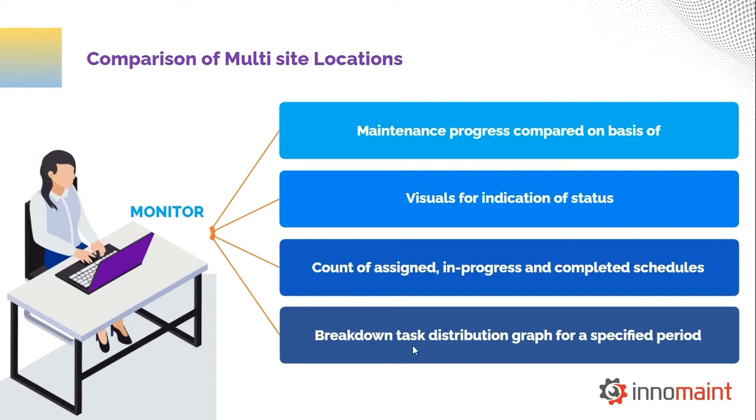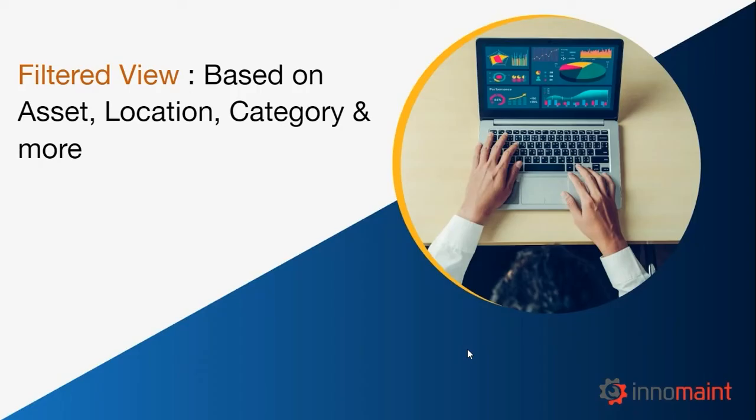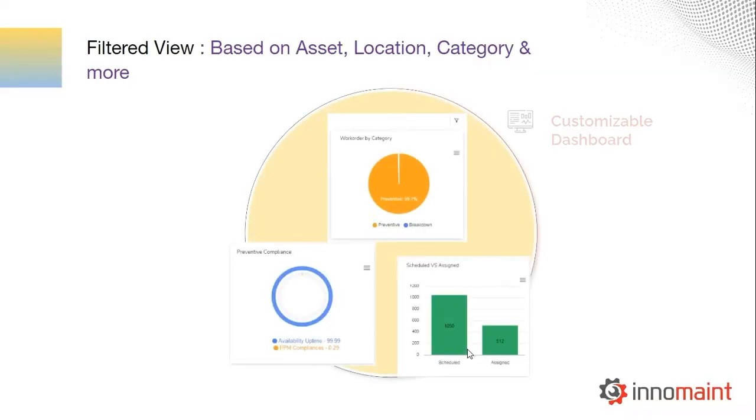You can also see their task distribution graphs for a specific period, like the graphical representations. You can see the charts, the lines, and all the data for 3 months, 6 months, and 1 year for the selected period in the dashboard page. Next one is the filtered view based on asset, location, category, and more. First one is the customizable dashboard. We have the option to select the specific period for 3 months, 6 months, year, and custom, and you can select the from date and to date, and that selected data will be displayed in the dashboard page.